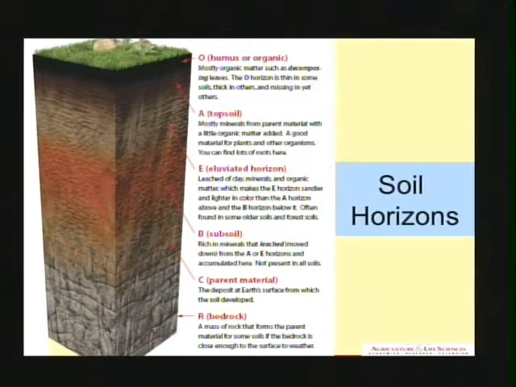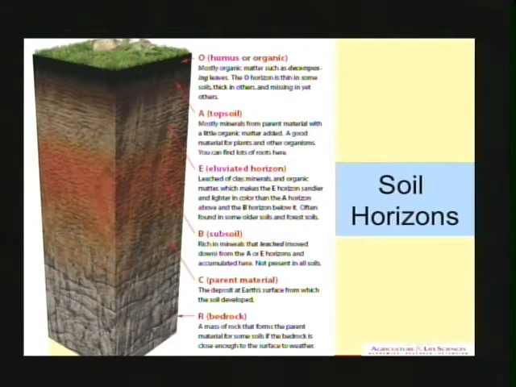Below that is the B horizon, and this is the subsoil. The B horizon is a zone of accumulation. It is a horizon which material has moved into. Now, if the E horizon is eluvial with an E, the B horizon, where stuff has moved into, begins with an I. The B horizon is the illuvial horizon with an I. So material has moved into it and has accumulated.